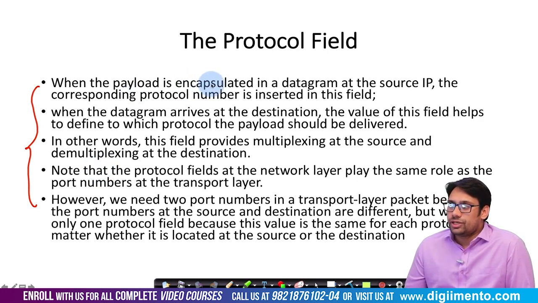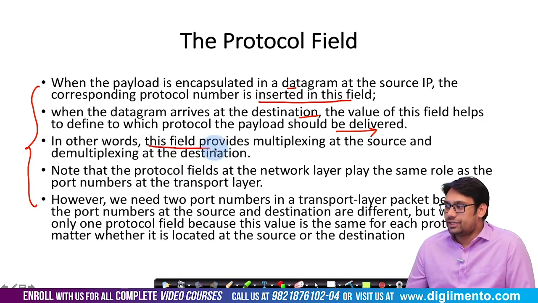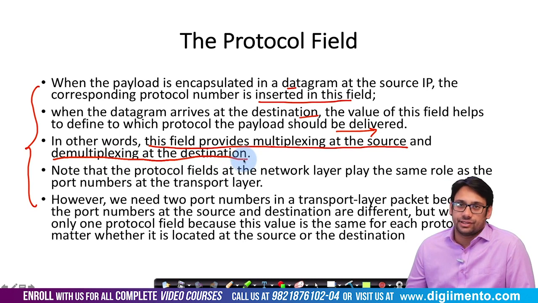So when the payload is encapsulated in the datagram at the source IP, the corresponding protocol number is inserted in this field. When the datagram arrives at the destination, the value of the field helps to define to which protocol the payload should be delivered, whether it is ICMP, IGMP, or whatever kind of protocol. It just defines to which protocol we have to deliver the packet. In other words, this field provides multiplexing at the source and demultiplexing at the destination.